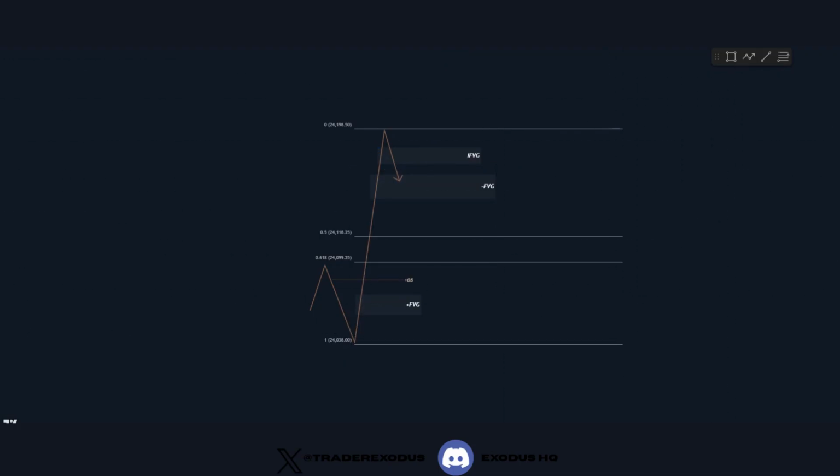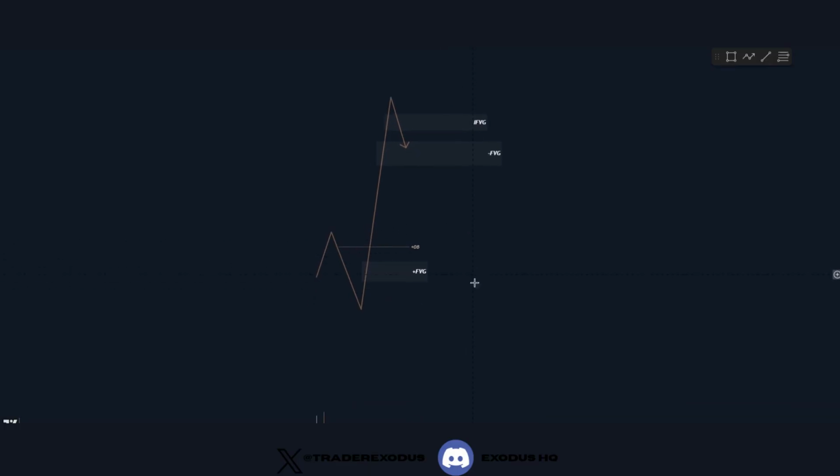So one thing you want to keep in mind when looking at potential entries is you want to short in premiums and you want to long in discounts. So when price is in a discount of the range, that's where you want to long. And when price is in a premium of the range, that's when you want to short using the PD arrays that you've marked out in either side of the range.